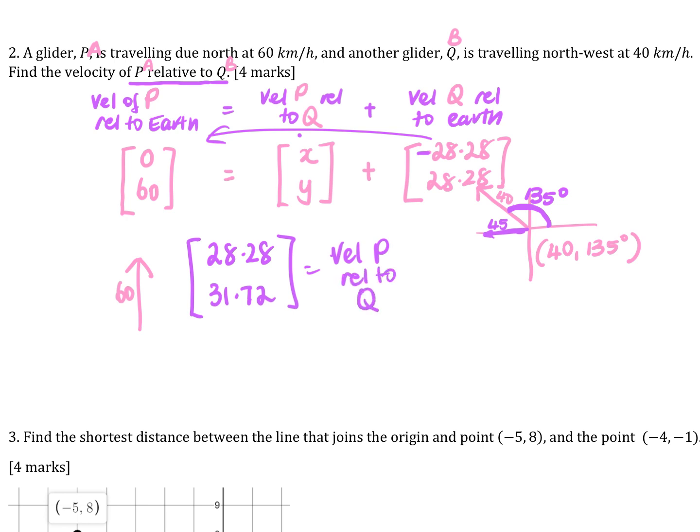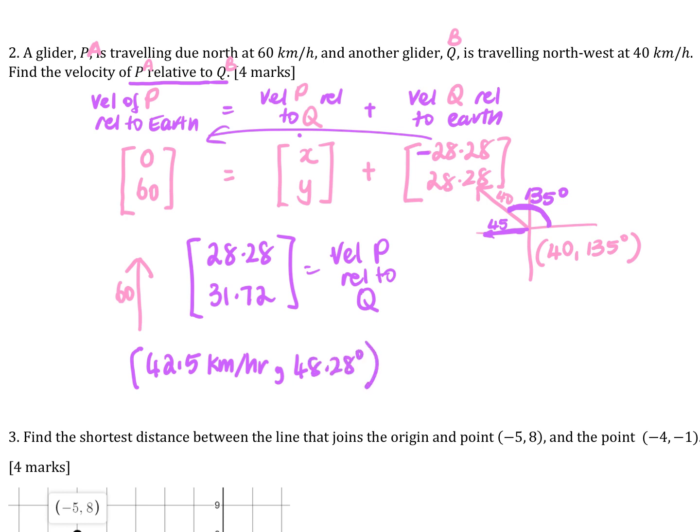Now, I don't want it in component form like that. I would like that back in polar form so I can have how many kilometers per hour and at what angle. I'm just going to put that into my calculator, and that comes to 42.5, and the units there is kilometers per hour, and the angle that it gives me is 48.28 degrees.